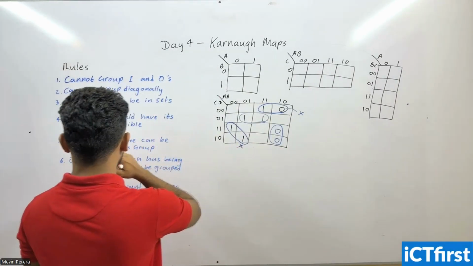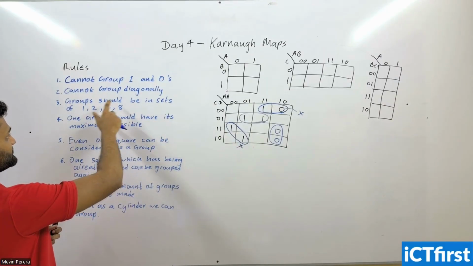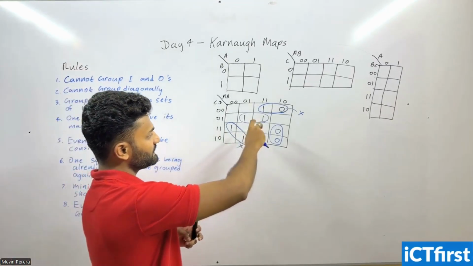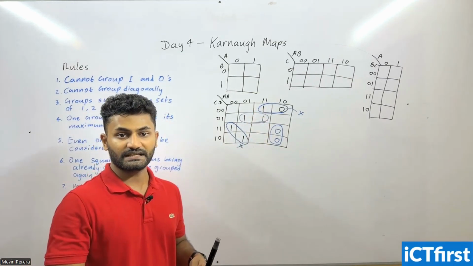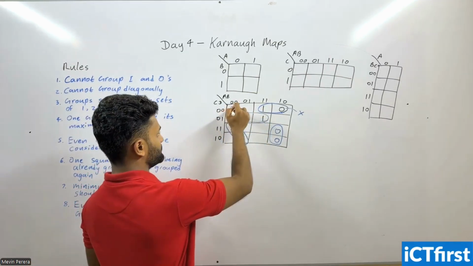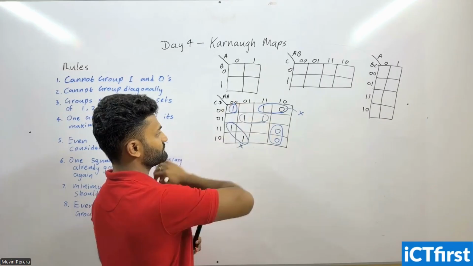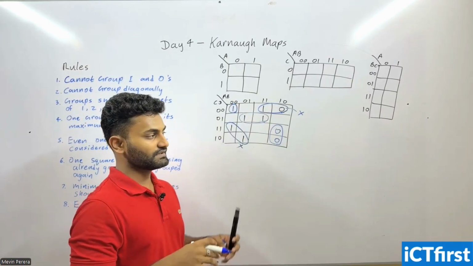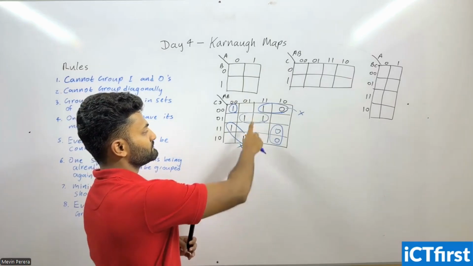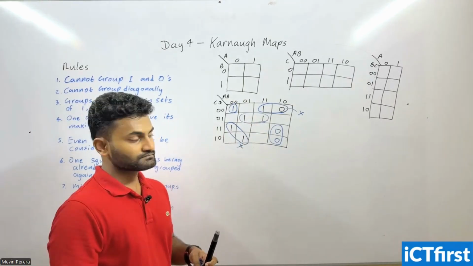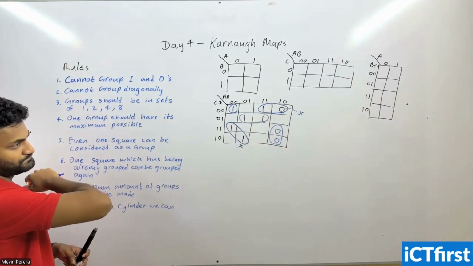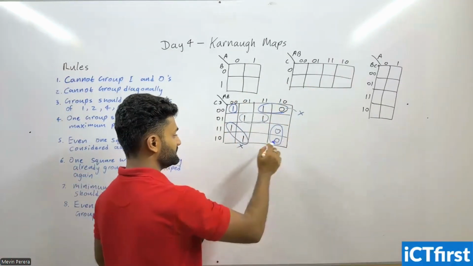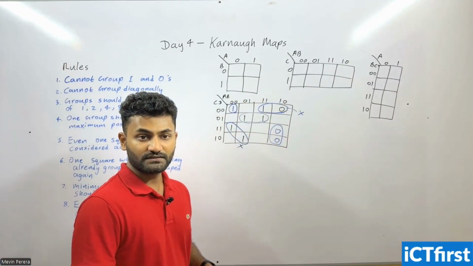Right? Then groups should be in sets of 1, 2, 4, 8. One particular group can have just one. Single one can be there. Or two can be grouped. Or else it can be 4. Or else if there are 8, we can group all 8.